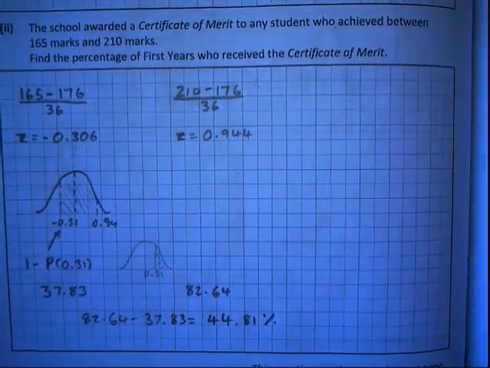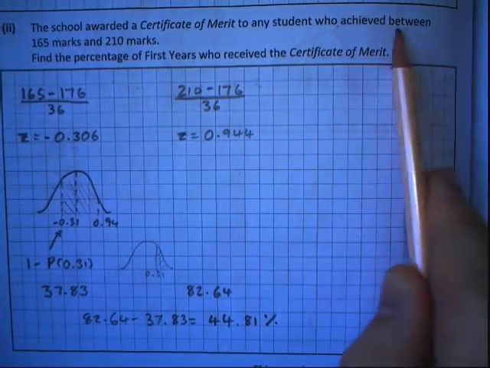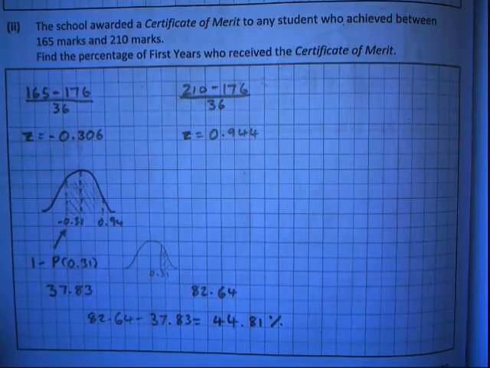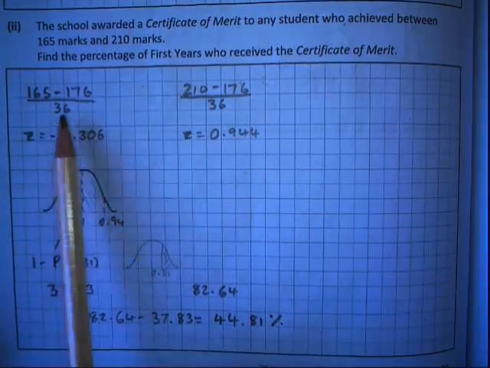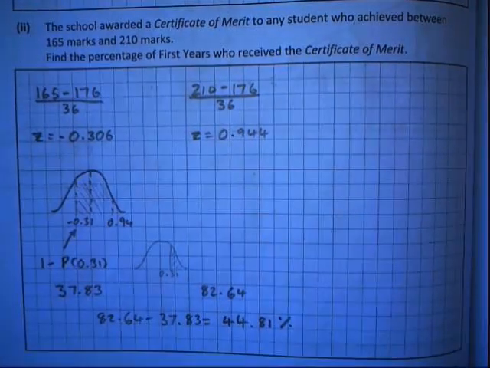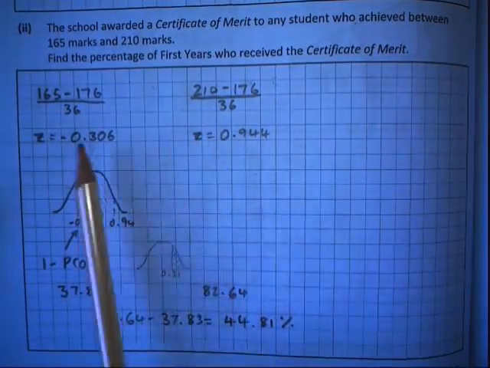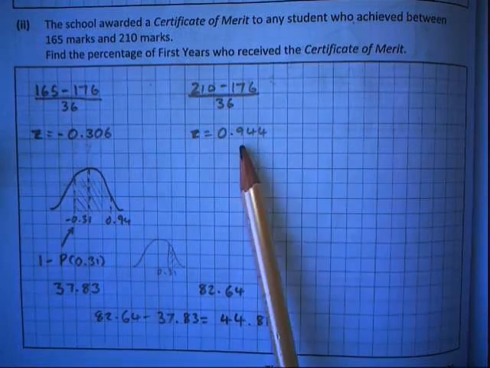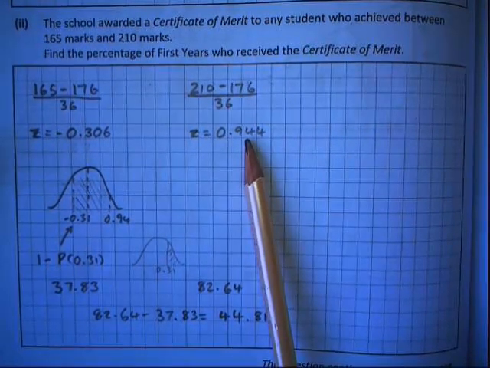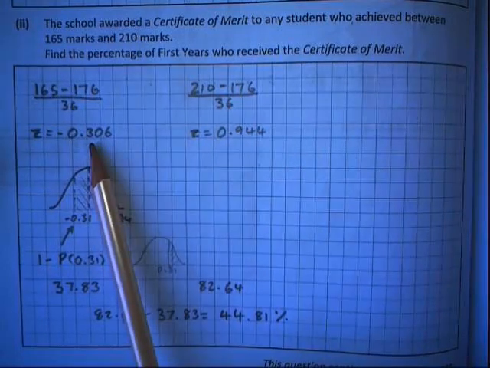Right. So this one is achieved between two different marks. Okay, so this is a bit of an interval. So first thing we're going to do is we'll set up two z-score equations. So the equation that we used above, and we get two values of z. So this one we can just look up, and you'll get your probability. And this one as well.